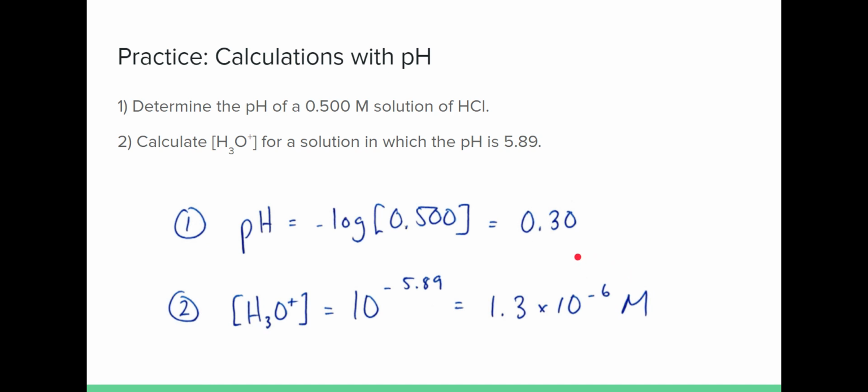This concludes our discussion of the pH scale. We'll talk about another expression that can be used, pOH, in our next lesson.